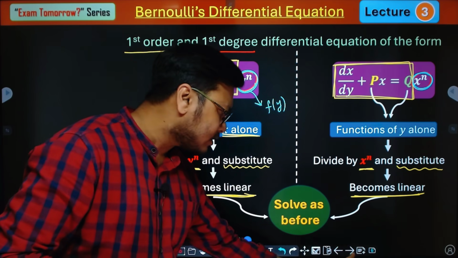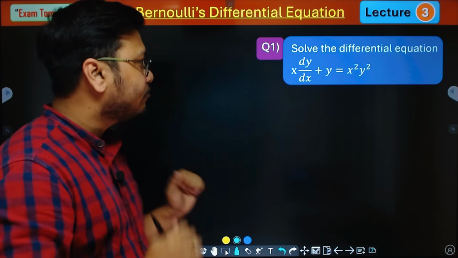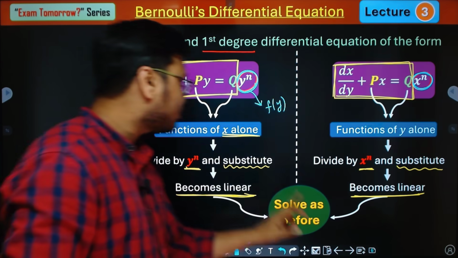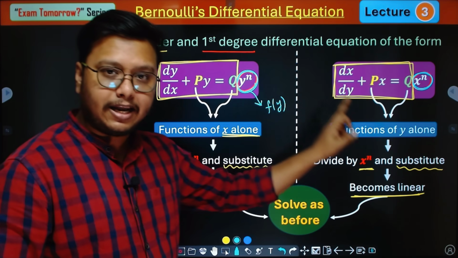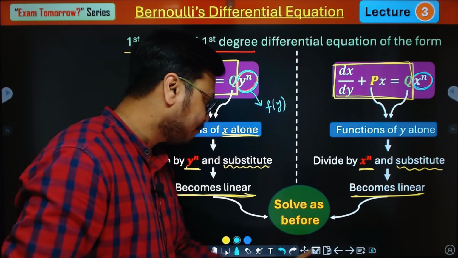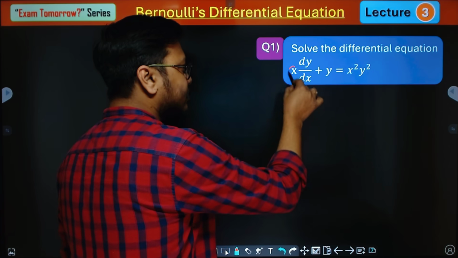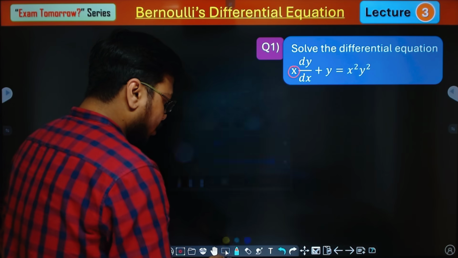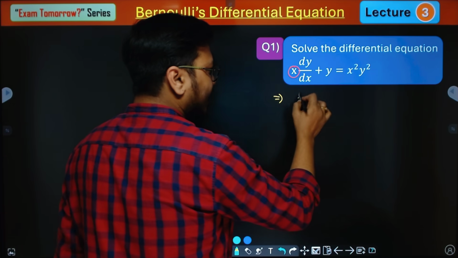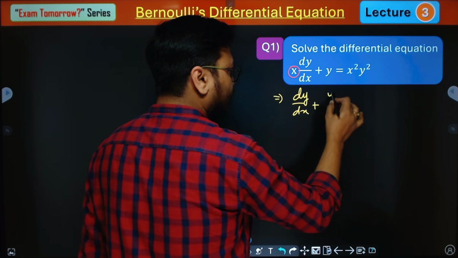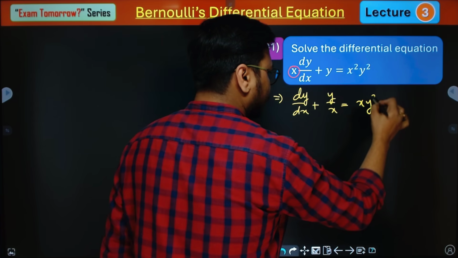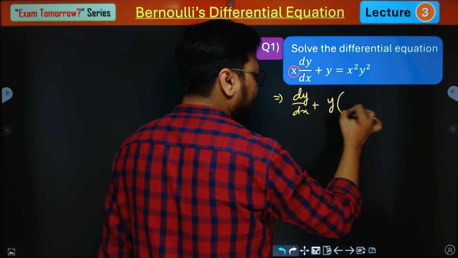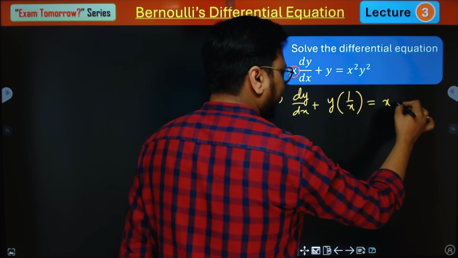Okay, so first let's do this question. We need to bring it into the Bernoulli equation format first. Format means your derivative term has to be free of any coefficient. That's the very first thing you need to keep in mind. Over here you can see your derivative term has a coefficient x, so you need to get rid of that. That means you need to divide by x first. So dy/dx plus y/x equals xy squared. Or I'll write it a little better way: dy/dx plus y times 1/x equals xy squared.